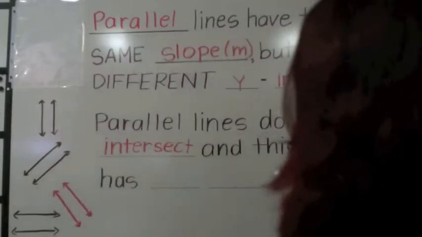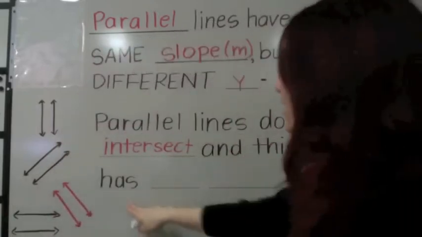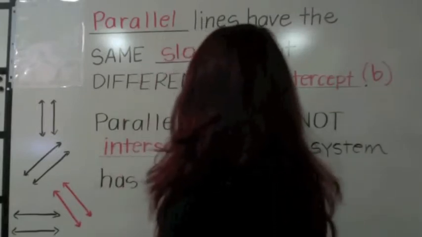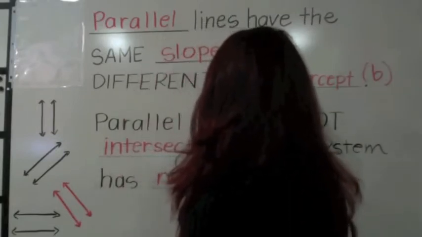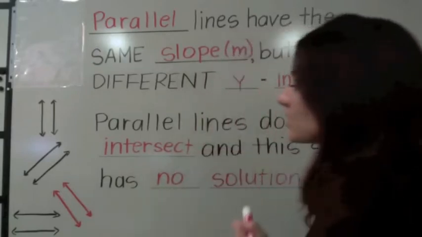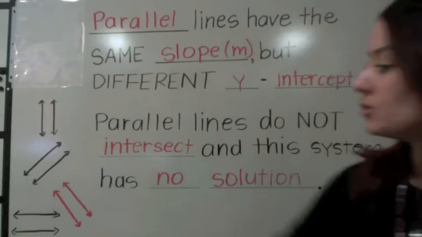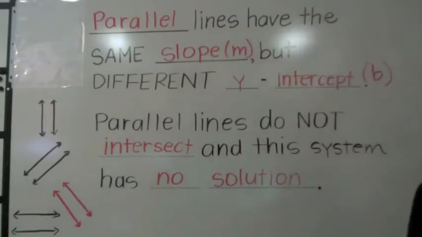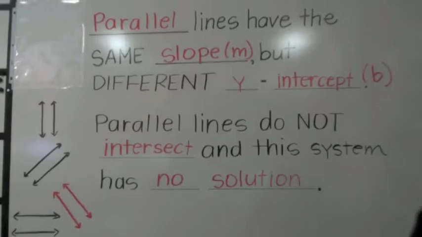And this system has what we call no solution. No solution. A solution is where two lines intersect at a point. But do these lines ever intersect? No. That's why they are called parallel. Go ahead and get that down.